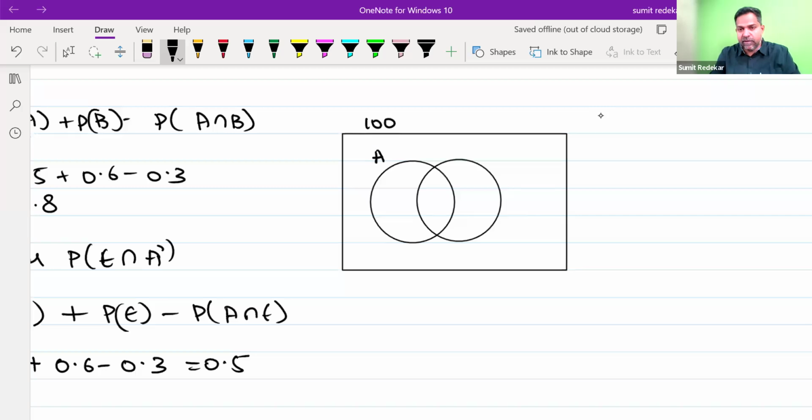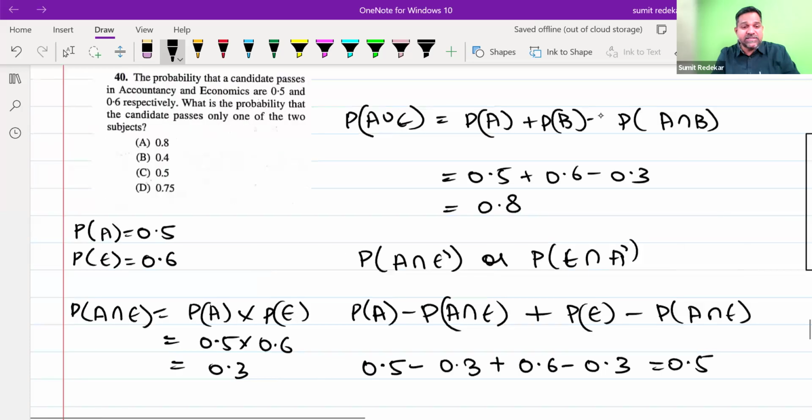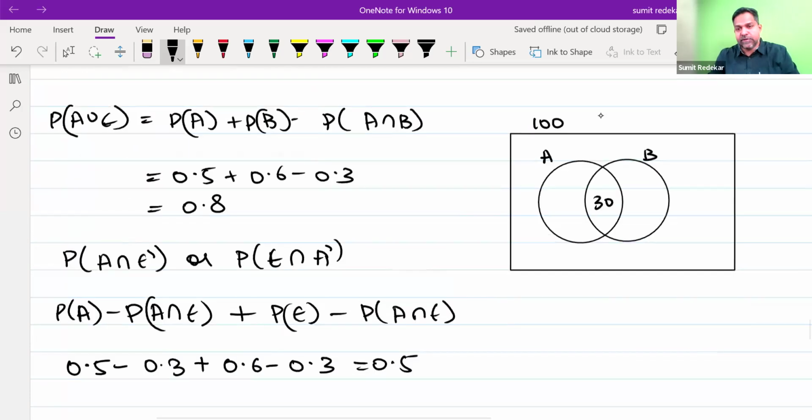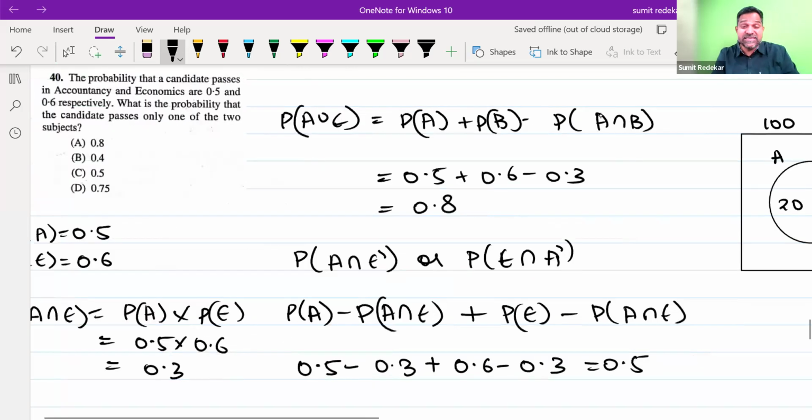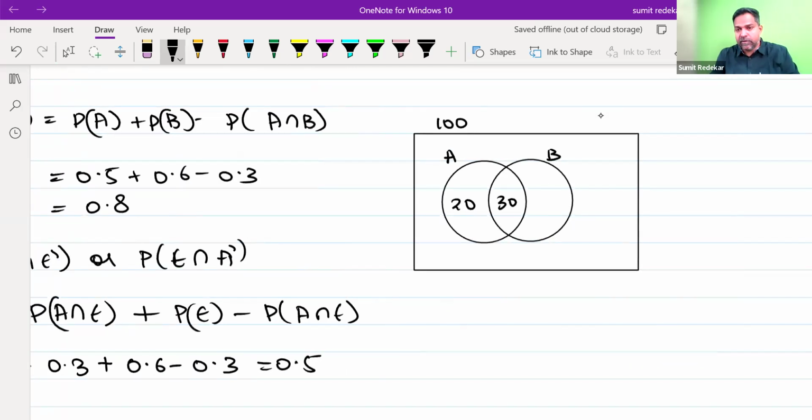Yes, this is A, this is B, this is 30%. In which A was 50%. So this will become 20. B was 60%. Sorry, B was 60%. So can I say this is 40? If this is 40, 30, 70 plus 20 is 90, then can I say there is a 10% here?